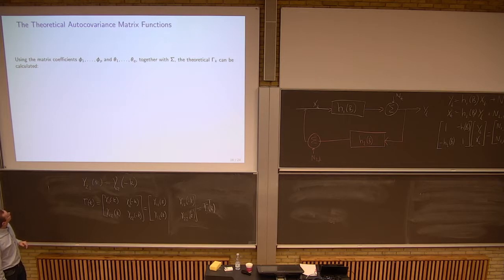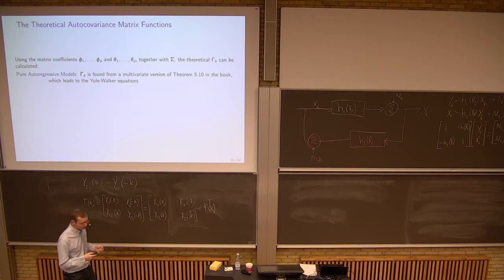So now what we did for the univariate systems was to start out saying what are the theoretical expressions, and then we get on to how to estimate things. So if we have these matrix coefficients here, and we have the covariance structure of the noise, then in case of a pure autoregressive model, we can do a multivariate version of the so-called Yule-Walker equations. I'll show that in a moment.